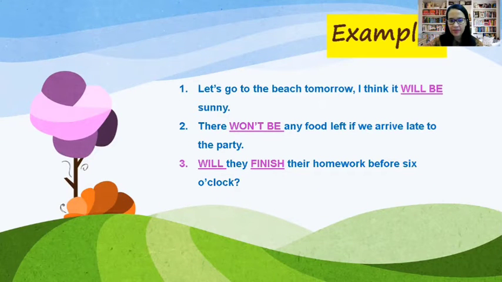Okay, this is interrogative, friends. Will followed by subject and verb one. Will they finish their homework before 6 o'clock? Before 6 o'clock also indicates future time. So for example, the time when you say this sentence is around 2 o'clock. Of course, before 6 o'clock, right? So future time not only indicates tomorrow and another day and so on, but also talking about specific time. Yeah, before 10 p.m., for example, right? Okay.